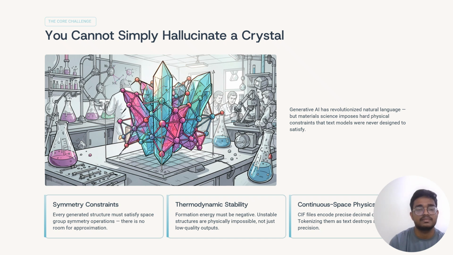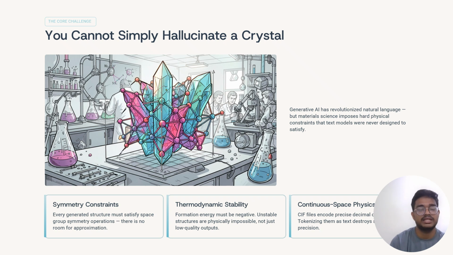Challenge number two, thermodynamic instability. A second challenge is stability. Even if a crystal looks correct geometrically, it may not exist in reality. Materials scientists often use the formation energy to determine whether a structure is stable or not. Negative formation energy indicates stability. Positive formation energy indicates instability. Therefore, our model cannot simply generate plausible structures. It must generate energetically favorable structures.